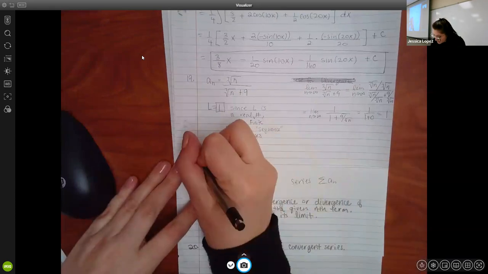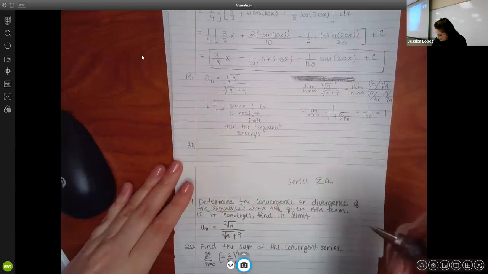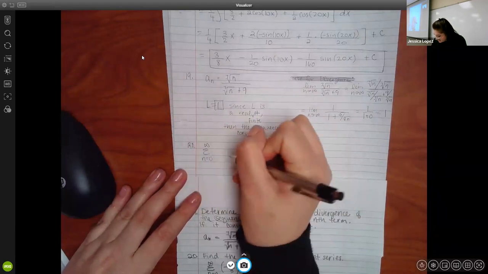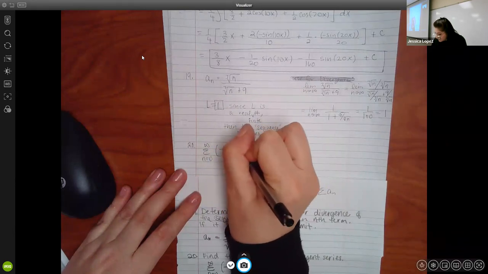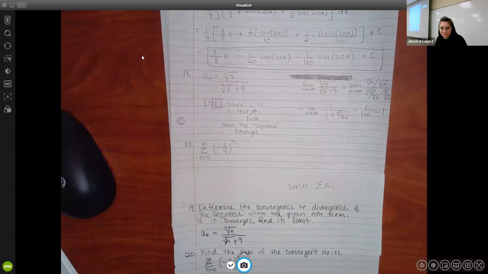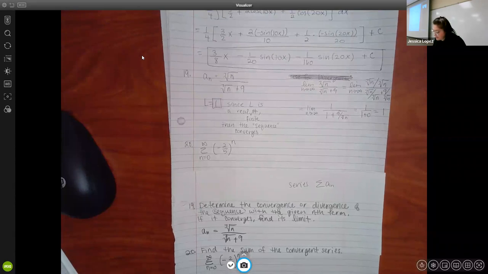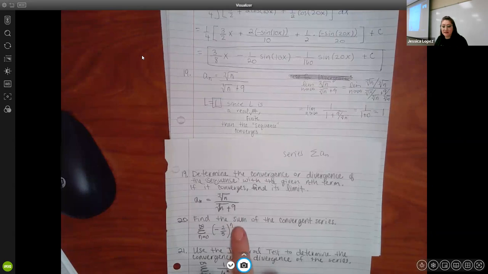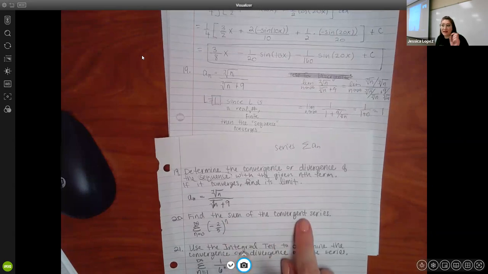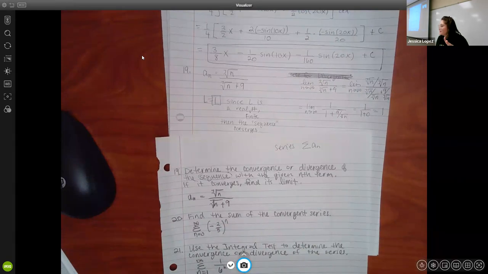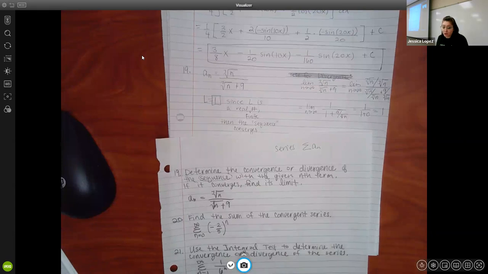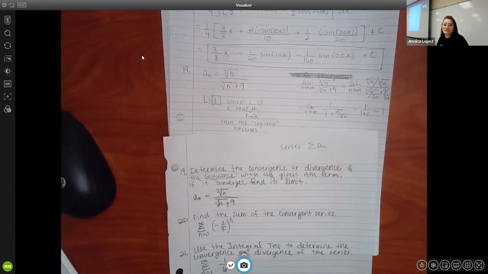Okay, number 20. Number 20 is actually a series. So this one looks like this, and it's very, very similar to the one that was on the test. This one said, find the sum of the convergent series. I think I had two people do the test to tell me that this series converges, but it already told me it converges. You didn't need to show me that it converges. All you had to do was find the sum.